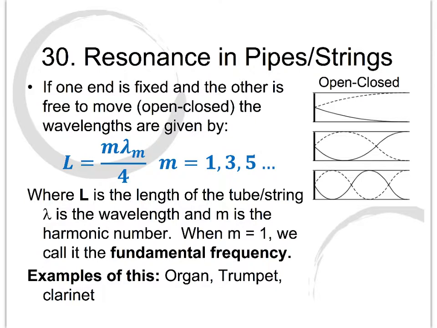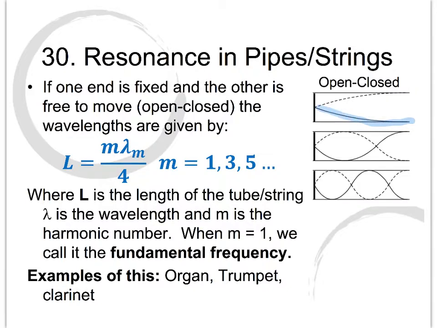So the other option that we're going to have here is when one end is fixed and the other is free to move, which would be the equivalent of an open-closed pipe. In other words, the two ends are different. And so when that happens, we're going to take a look at what pattern exists. So if we look at this first harmonic here, this is the wavelength that ultimately results in a standing wave, the longest possible one.